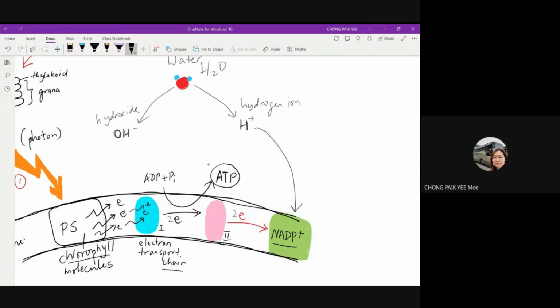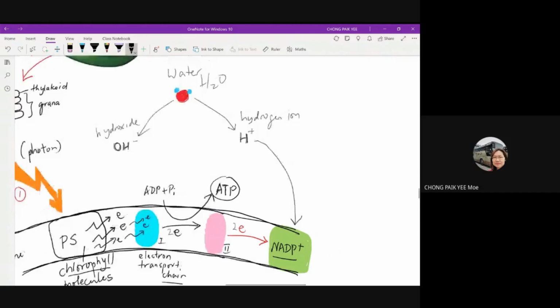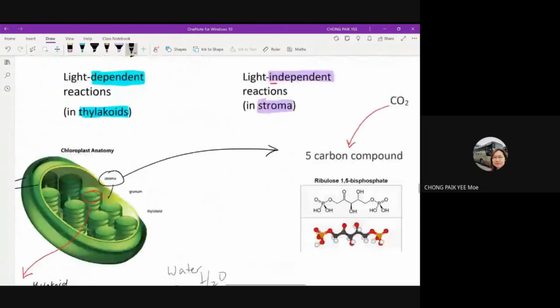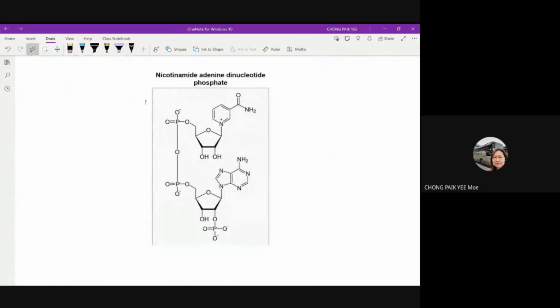Now let's look at NADP plus. What is NADP plus? This is the molecule of NADP plus. It stands for nicotinamide adenine dinucleotide phosphate. Let me write it again. NADP stands for nicotinamide adenine dinucleotide phosphate. In the exam, you do not need to write the full term because the abbreviation is acceptable.